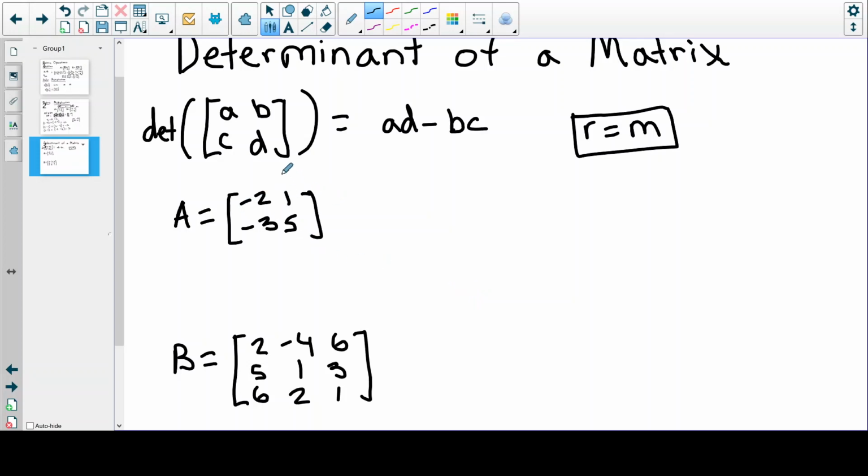As you can see, I already put the general equation to find the determinant of a matrix for a 2 by 2, and that's by taking A times D and subtracting it by B times C. So in our example here, we have A.